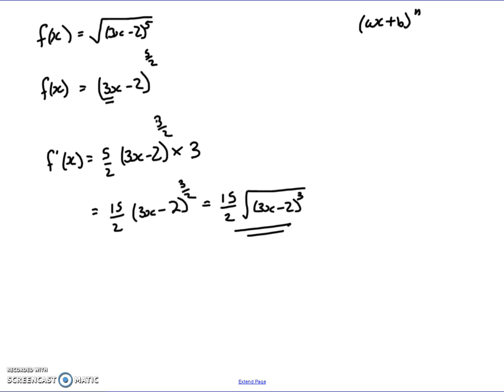The only thing that does change is our final answer, purely because we've got slightly different numbers, and our functional form up here, the (ax plus b) to the n, is slightly different from what we had before, but the same general rules apply. Power down, reduce it by 1, times it by a coefficient. It's not complicated. It really isn't.